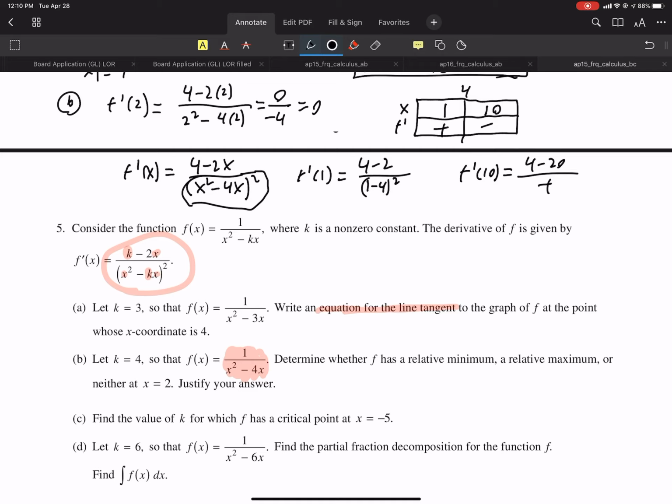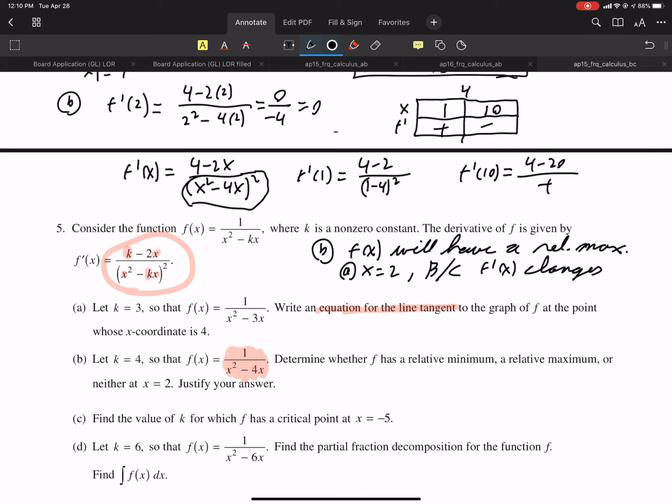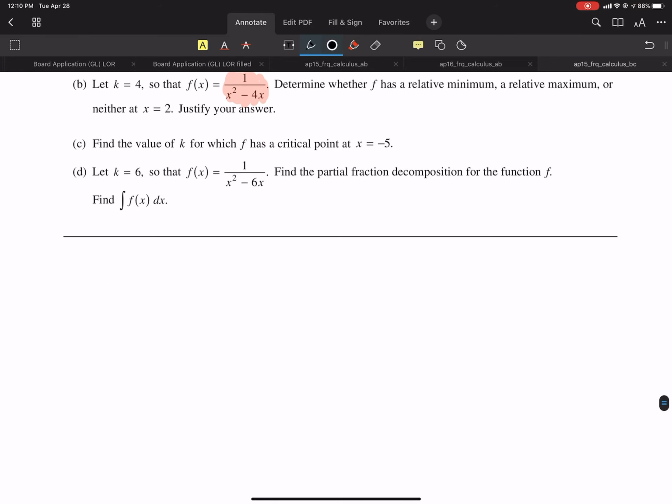So where should I write that? Okay, just for space saving. f of x will have a relative max at x equals 2. Why? Because f prime of x changes from positive to negative at x equals 2. Bam! Done with B. Let's move on to C.